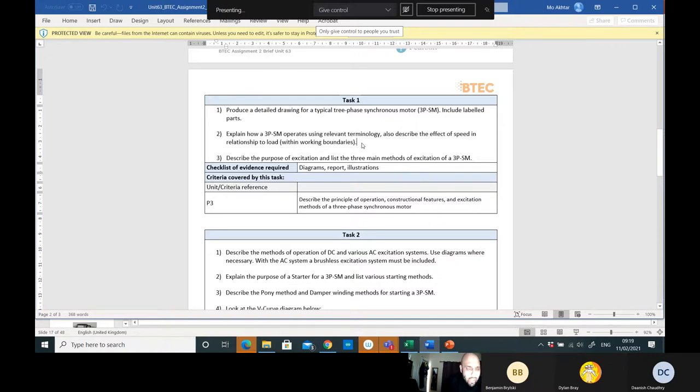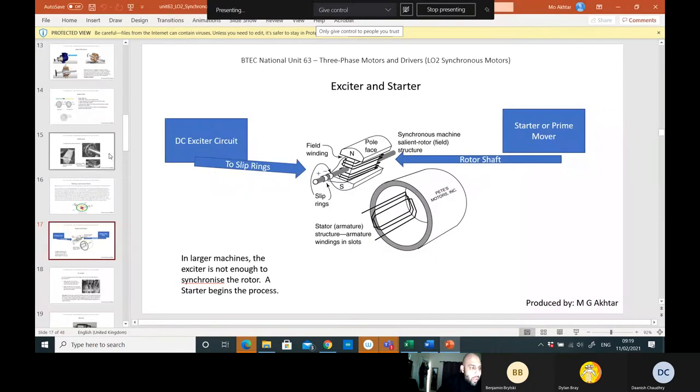And we mentioned before, quite often lifts use synchronous motors, because if you've got one person in a lift or 10 people in a lift, the idea is the motor speed stays exactly the same all the time. So anything where you require constant speed, regardless of the load, we would use a synchronous motor.